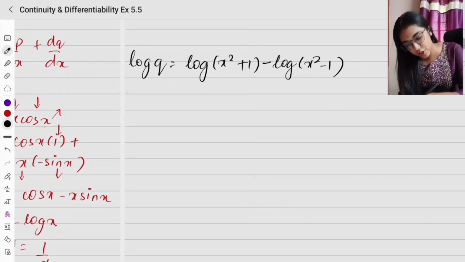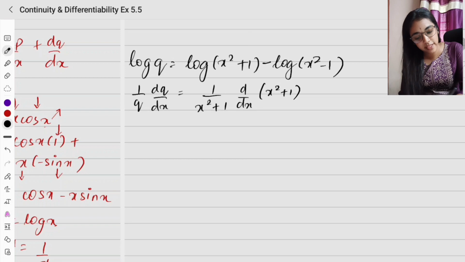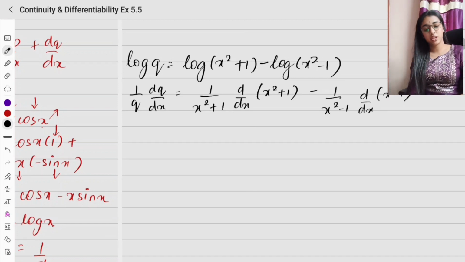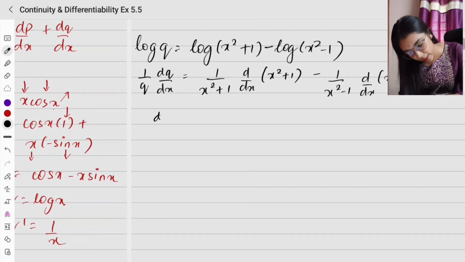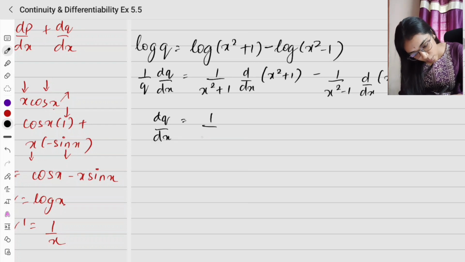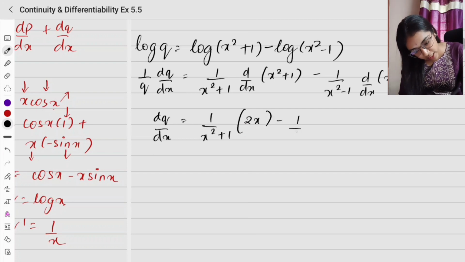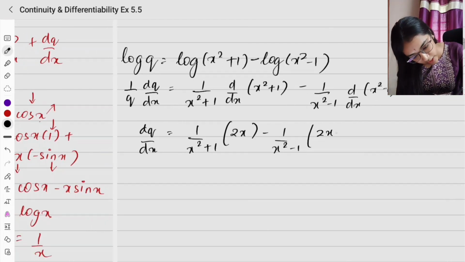Now if I differentiate this further, what happens? 1 by q times dq divided by dx equals, differentiating, 1 divided by x square plus 1. Again you need to differentiate d by dx of x square plus 1. Don't forget that. Minus 1 divided by x square minus 1 times d by dx of x square minus 1. In the term you have to differentiate separately. You see that you have to differentiate two different terms. Now d by dx of x square plus 1 is going to be 2x plus 0, minus 1 divided by x square minus 1. d by dx of x square minus 1 is again going to be 2x. So I have 2x.